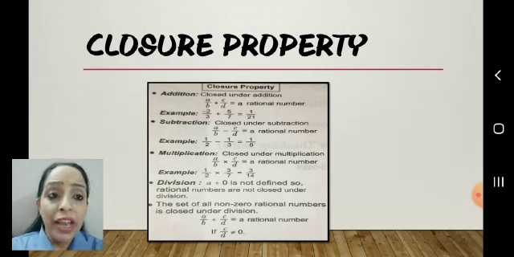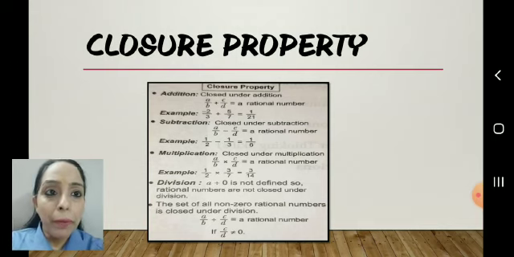For division, a divided by 0 is not defined, because the denominator is 0. So rational numbers are closed under division also, only when c upon d is not equal to 0. The set of all non-zero rational numbers is closed under division. When I am dividing two rational numbers, the answer will become a rational number.